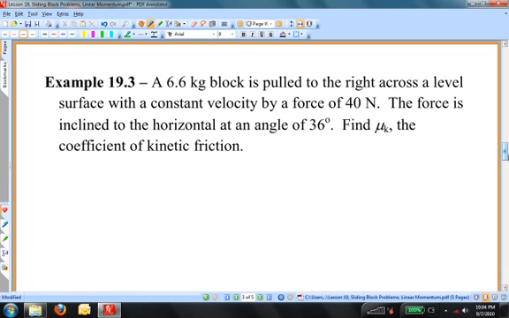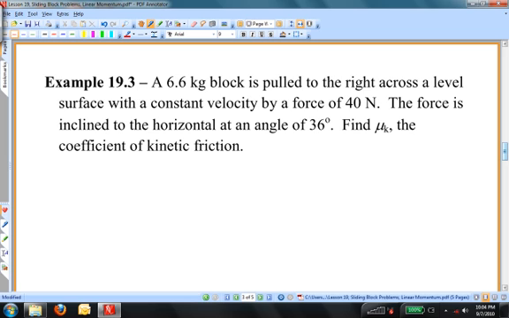A 6.6 kilogram block is pulled to the right across a level surface with a constant velocity by a force of 40 newtons. The force is inclined from the horizontal at an angle of 36 degrees. Find mu k, the coefficient of kinetic friction.